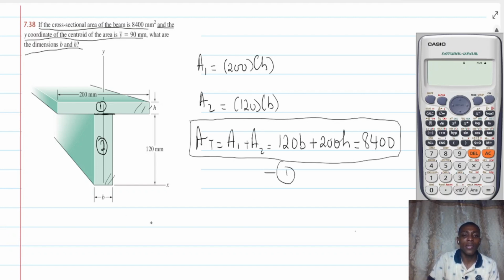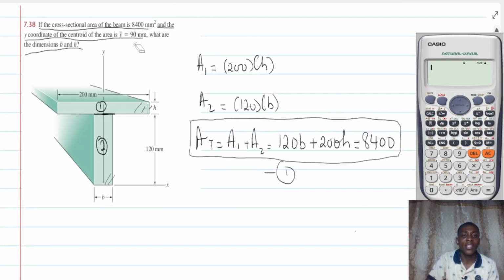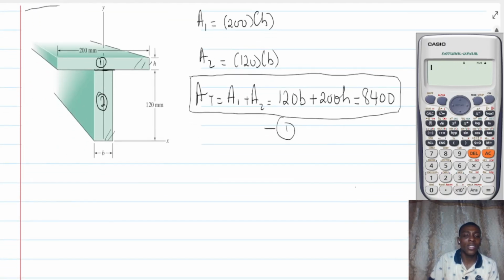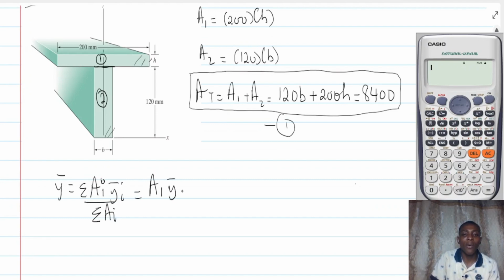Now let's look at the next parameter. He said that the y bar is 90 millimeters. What is the y bar for this area? The y bar is going to be the summation of Ai y bar i divided by the summation of Ai. That gives us the y bar. In other words, A1 y bar 1 plus A2 y bar 2, divided by A1 plus A2.